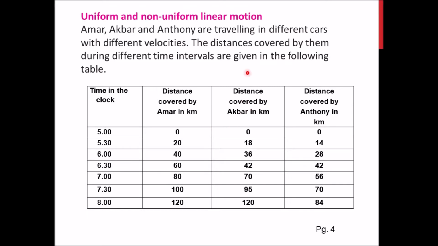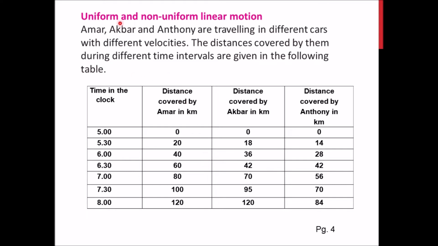But I would like to put focus on Akbar, where you will find a uniform acceleration, and then it suddenly drops off. Here you will have to understand this is a non-uniform linear motion. So page number 4 is there. There are questions with respect to this exercise in your textbook. Kindly try to solve it.